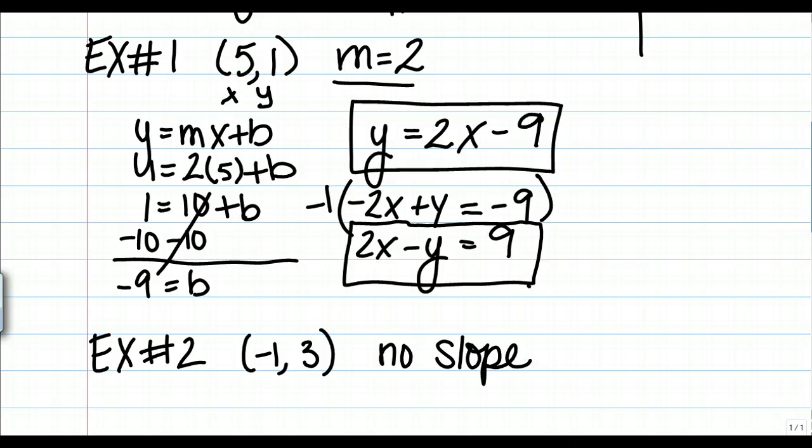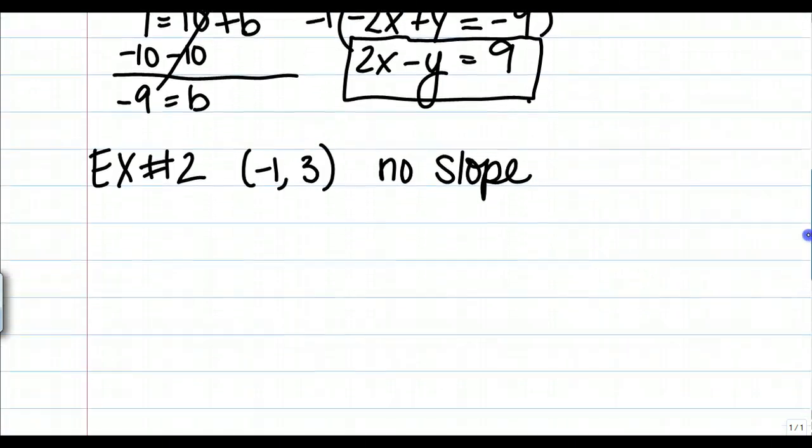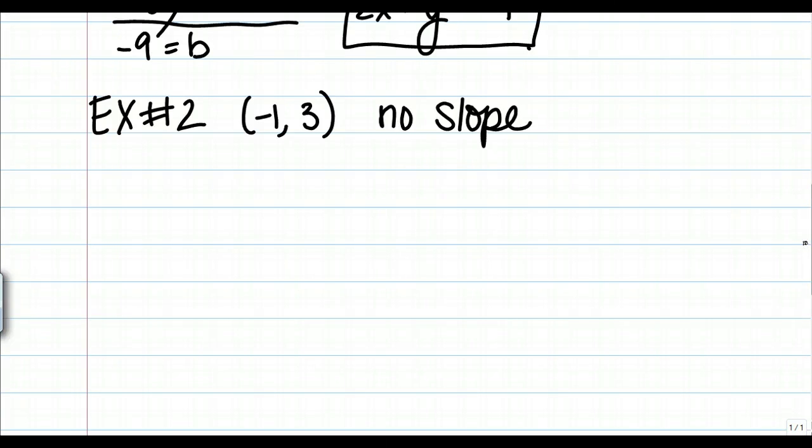So when we don't have a slope, you have to remember from the last section in 3.3, what does a no slope look like? Is it horizontal or a vertical line? Well, if you remember, the word no looks like this. So no slope, that would be a vertical line.